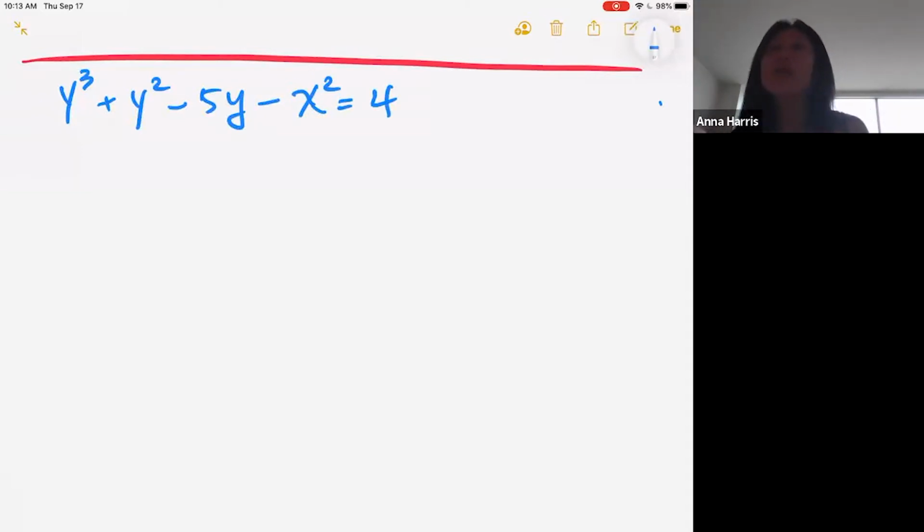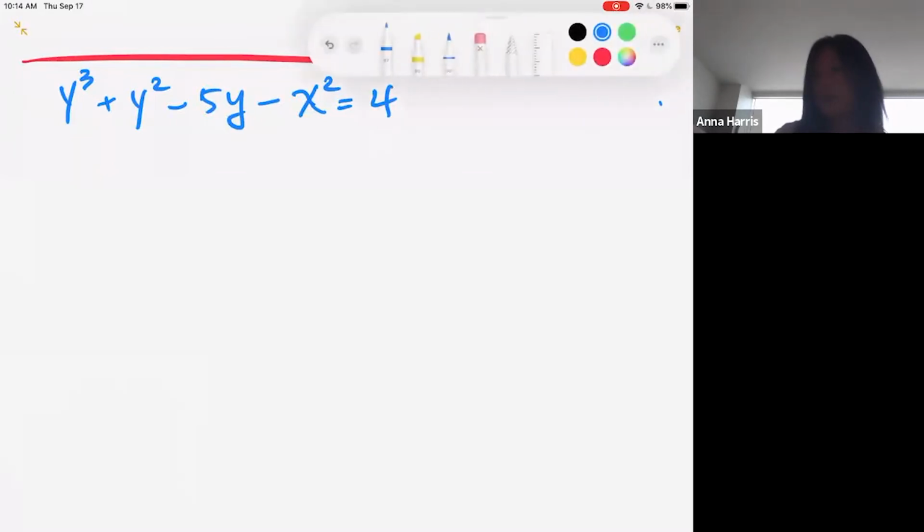Does everybody agree I cannot do explicit differentiation because y is all over the place? Okay, in this case, the best thing to do is what? Implicit derivatives. Okay, so let's do that.